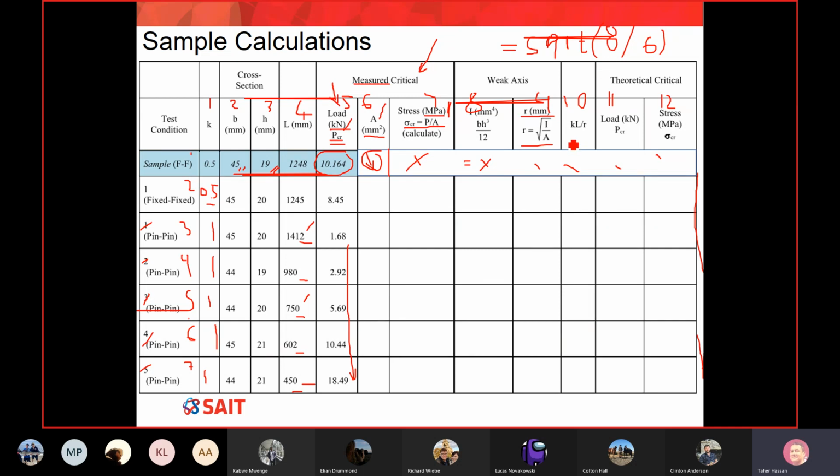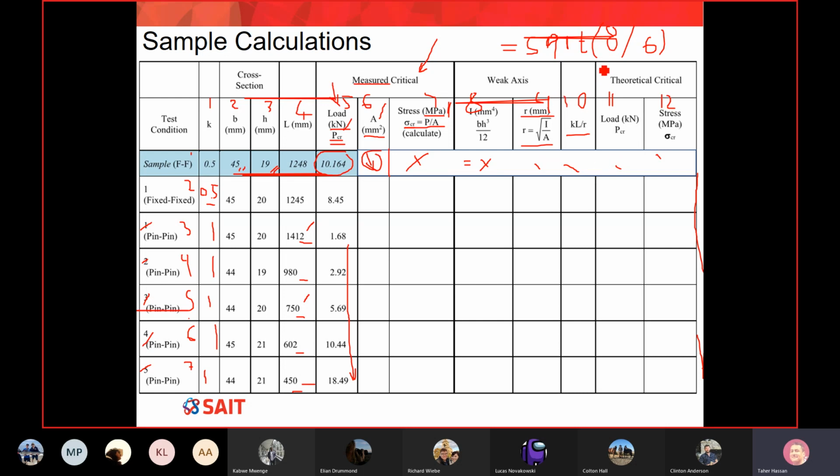Now I'm asking you, can we find the KL over R in column number 10? Please say something. Yeah, we can. Because K is available in column number 1, L is available in column number 4, and R is available in column number 9. So this column will be column 1 times column 4 divided by column 9.